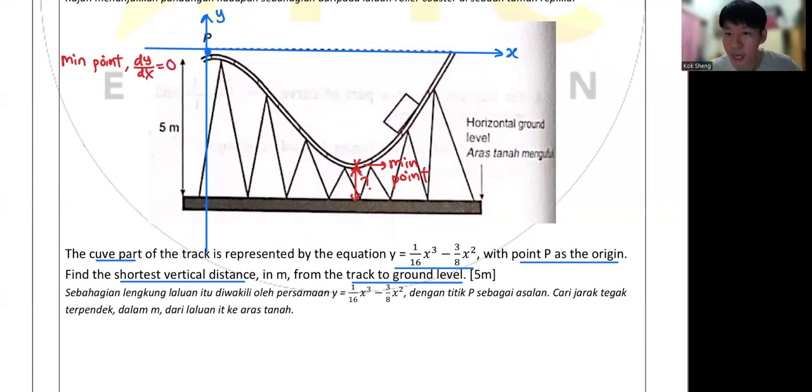Minimum, maximum. Yes, the dy dx, the tangent, the gradient must be 0. This one is 5 marks. Okay, so the curve is 1/16 x to the power of 3 minus 3/8 x squared. Correct? So now we go for the differentiation. We do the differentiation: the power times to the front, minus 1.